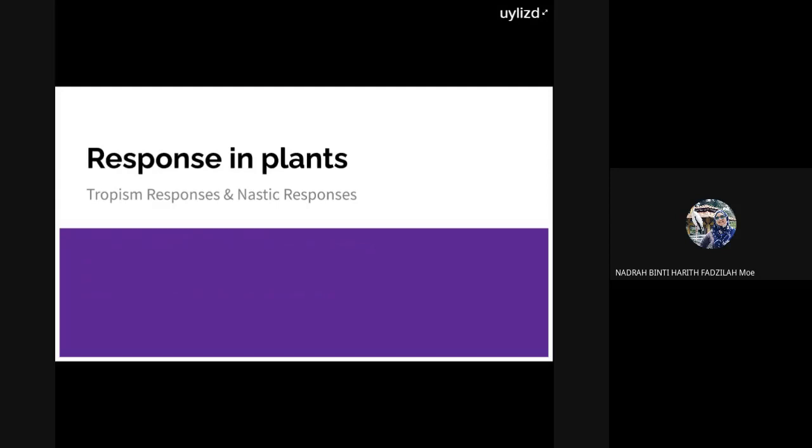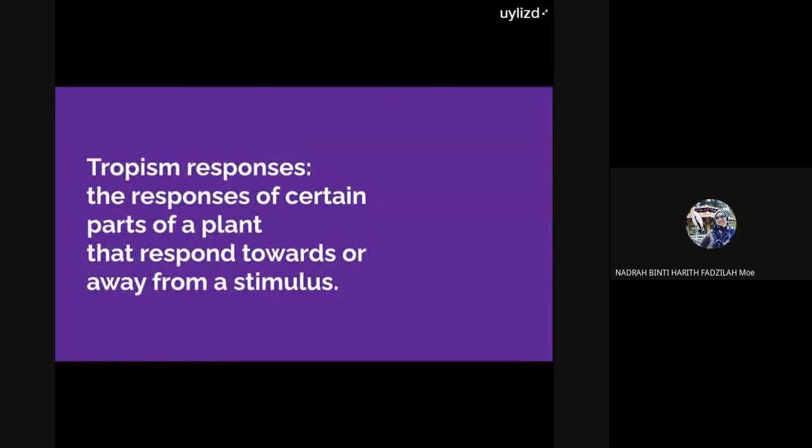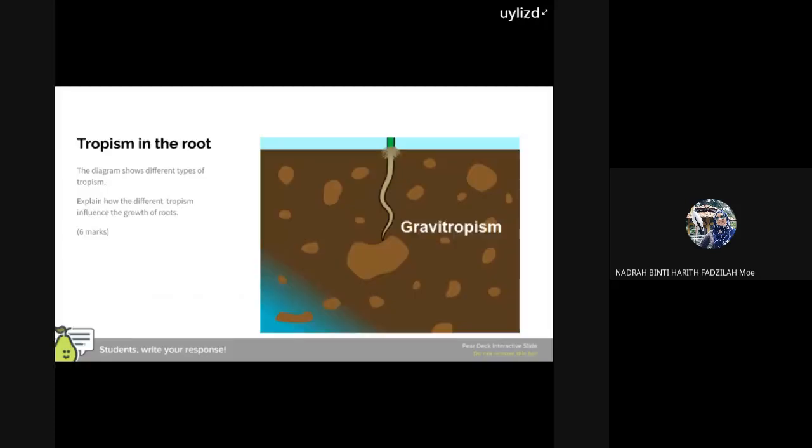Kalau kamu tengok several references, dia tak panggil tropism responses, dia panggil tropic responses, benda yang sama. So tropism atau tropic responses, responses of certain parts of the plant that respond towards or away from stimulus. Kalau towards, kita panggil dia positive tropism lah. Kalau away from a stimulus, kita panggil negative tropism. So let's take a look at the first diagram.